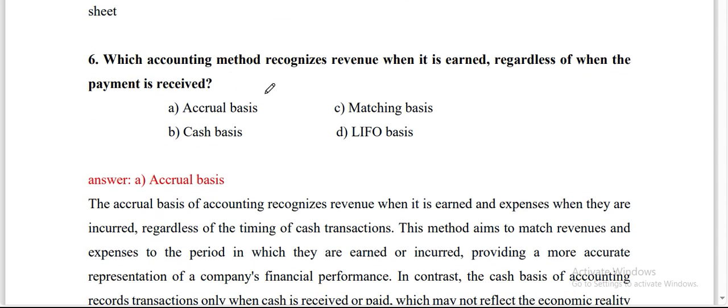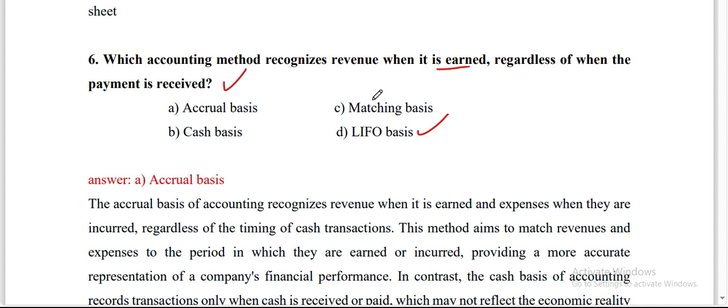Question number six. Which accounting method recognizes revenue when it is earned, regardless of when the payment is received? A, accrual basis, B, cash basis, C, matching basis, D, LIFO basis.